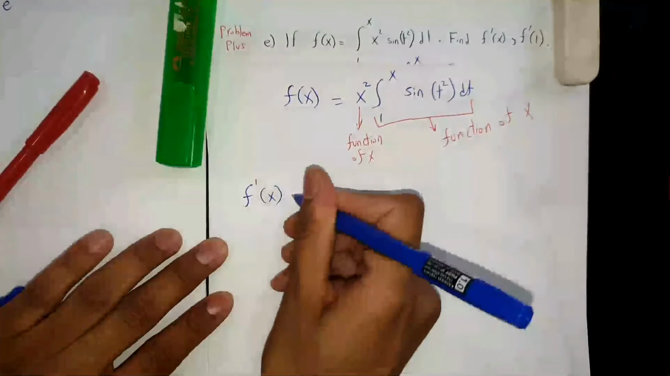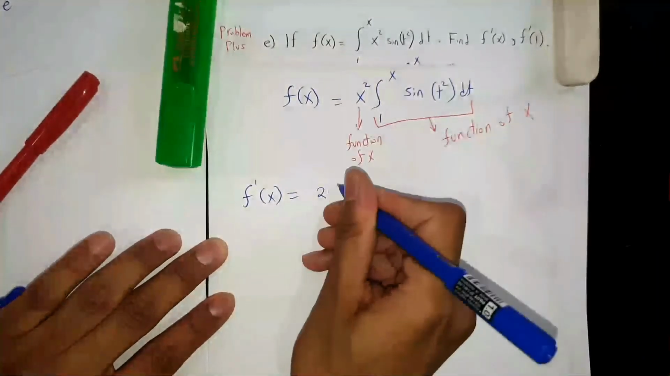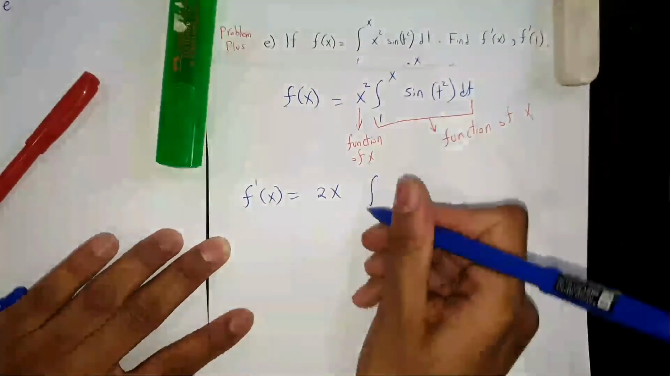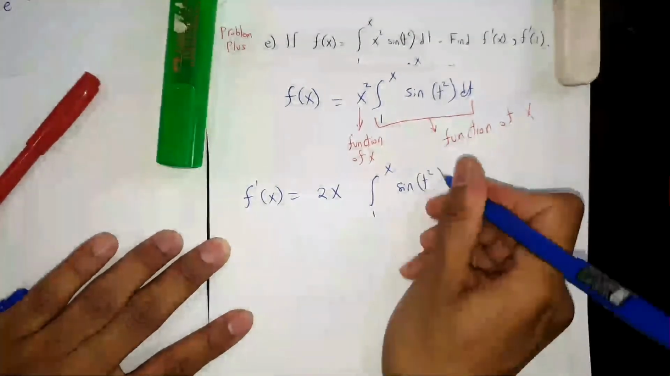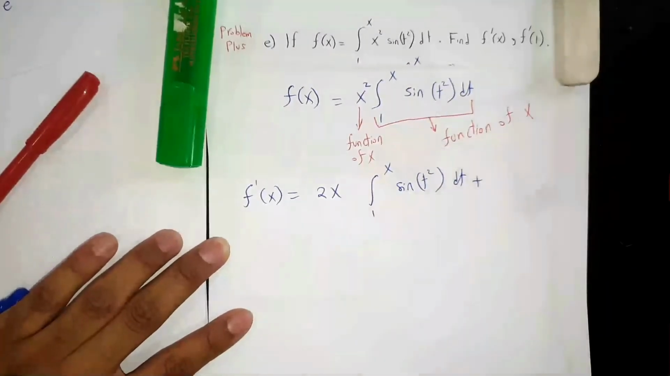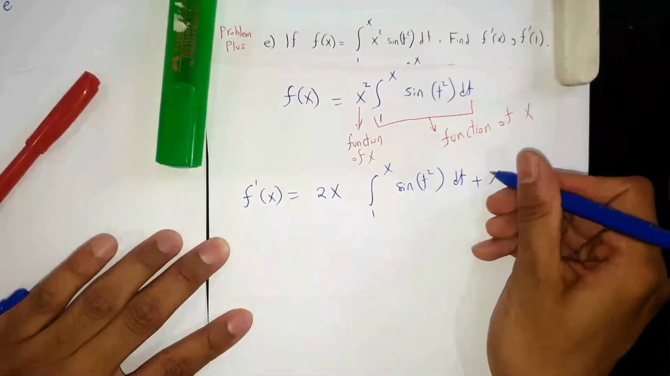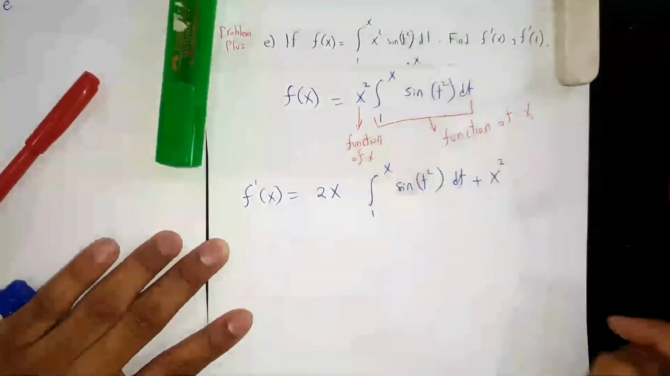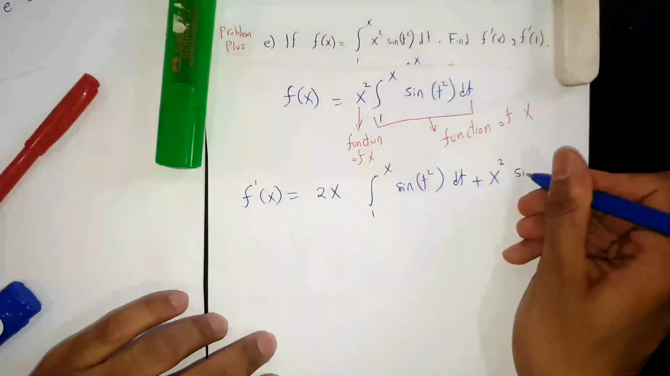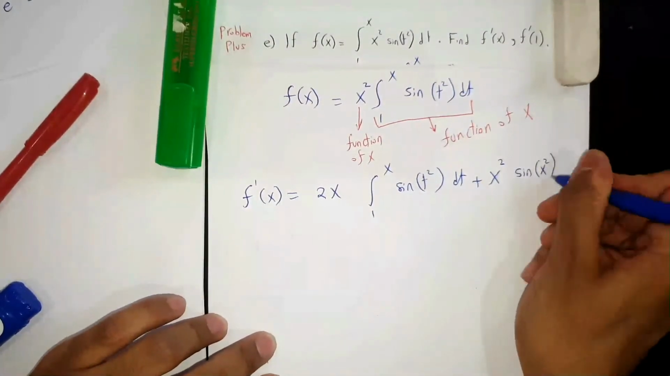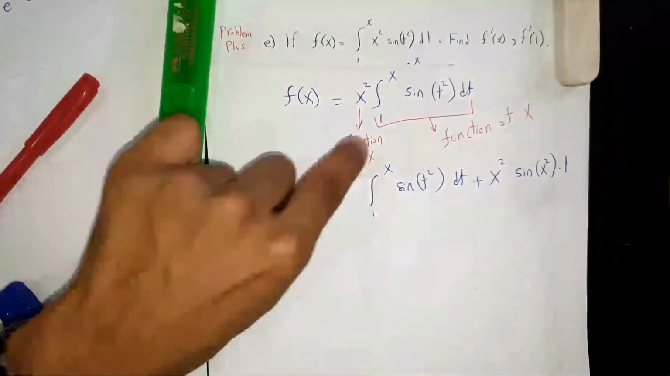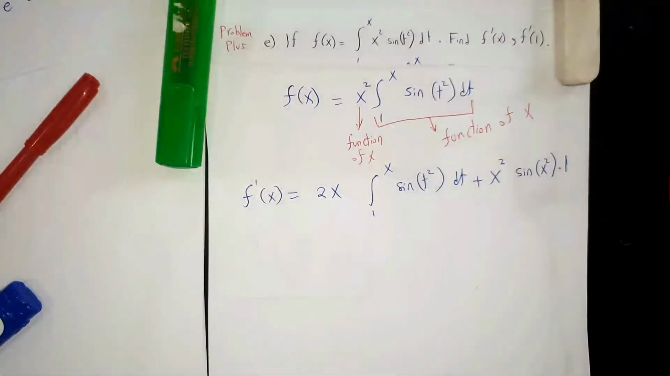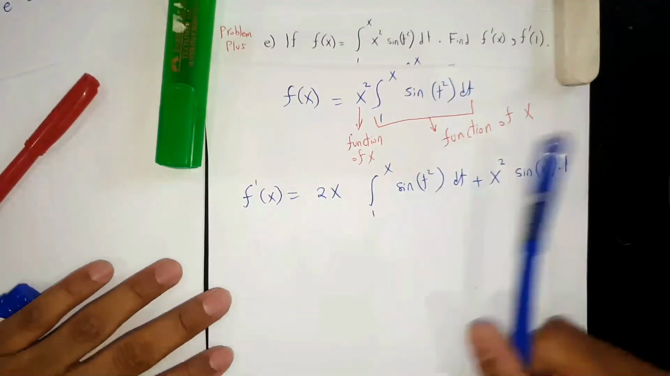F prime of x will be: differentiate the first, that is 2x, keep the second, the integral from 1 to x of sine t squared dt, plus the other way around. Keep x squared, differentiate the second one. It will be sine x squared, right? And differentiate the upper limit, which is 1. And as we said before, no need to substitute by 1, because if you differentiate, you will get 0. So this is f prime.